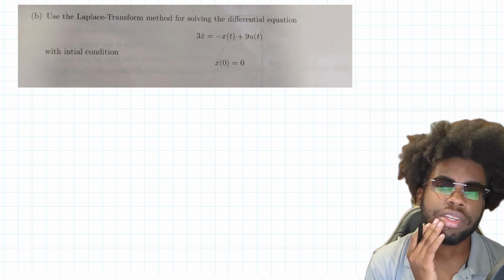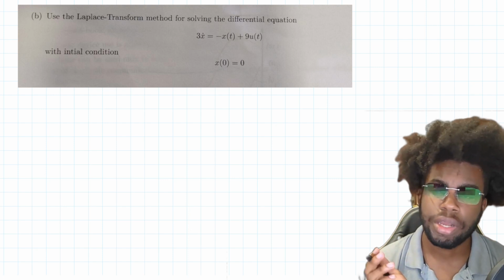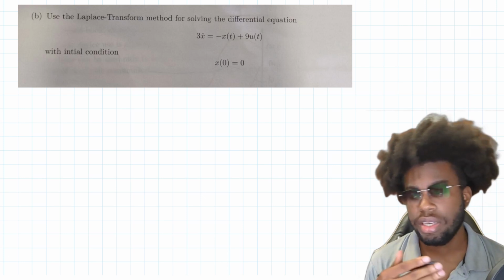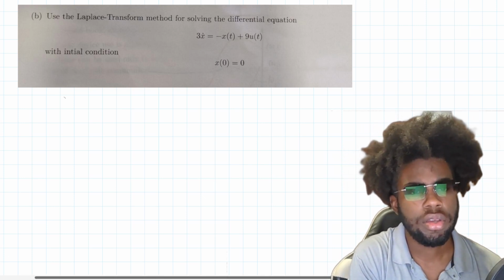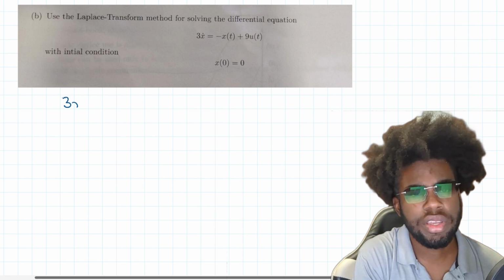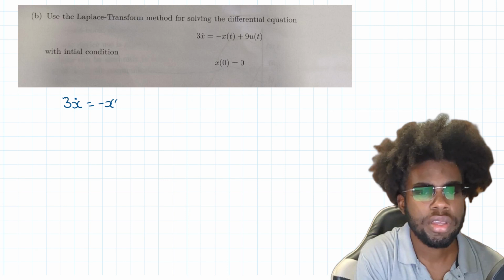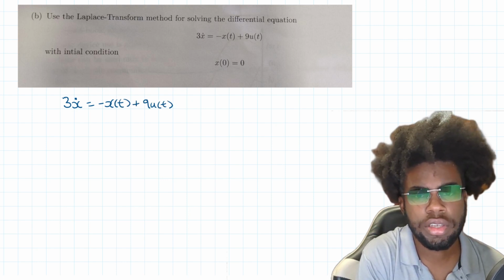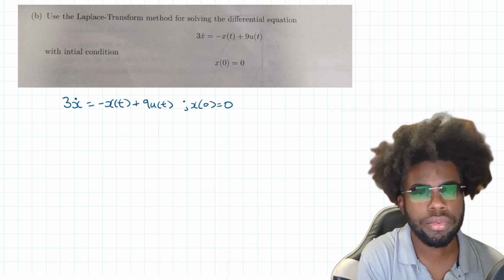So how we're going to address this is we're going to take the Laplace transform of both sides of the equation in order to find some value for the Laplace transform of x of t. Then we'll find the Laplace inverse of that to give us x of t. So let's begin. It's stated that 3x dot is equal to negative x of t plus 9u of t, where x of 0 is equal to 0.